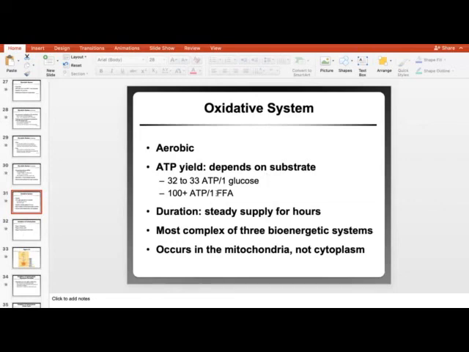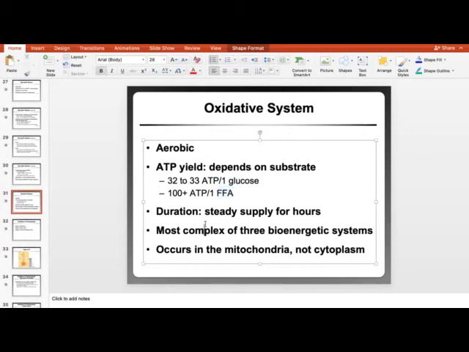Now, if I'm using free fatty acids, this is fat. If I'm using fat in the oxidative system, specifically some fats, instead of 32 to 33 ATP molecules, I can get 100 plus. So there are some ultra fuels, like airplane fuels for the body, and palmitic acid is an example of that. The reason why we don't use fats, though, is like we said before, it takes a lot longer to create energy from free fatty acids than it does from glucose. So your body wants to use glucose.